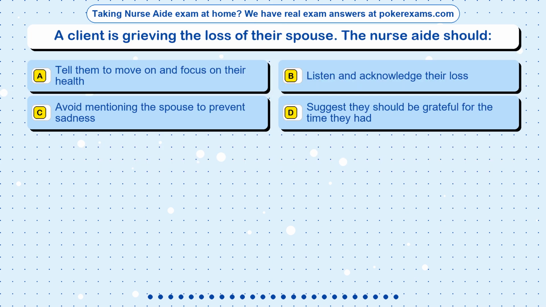Question 15. A client is grieving the loss of their spouse. The nurse aide should: Option A, tell them to move on and focus on their health. Option B, listen and acknowledge their loss. Option C, avoid mentioning the spouse to prevent sadness. Option D, suggest they should be grateful for the time they had.